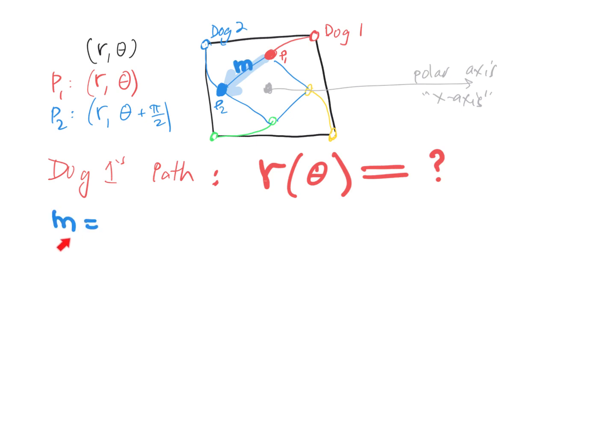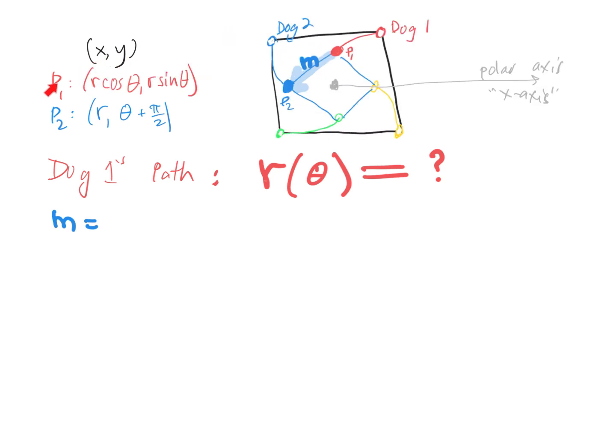In class, I alluded to finding the slope two different ways. The first way is by just using the slope formula, but that requires rectangular coordinates. So we're going to change these points' coordinates to rectangular. We know that the x-coordinate is r cosine of theta, and the y-coordinate is r sine of theta. So P1's xy rectangular coordinates are r cosine theta, r sine theta. P2's coordinates will be r times cosine of its angle, comma, r times sine of its angle.